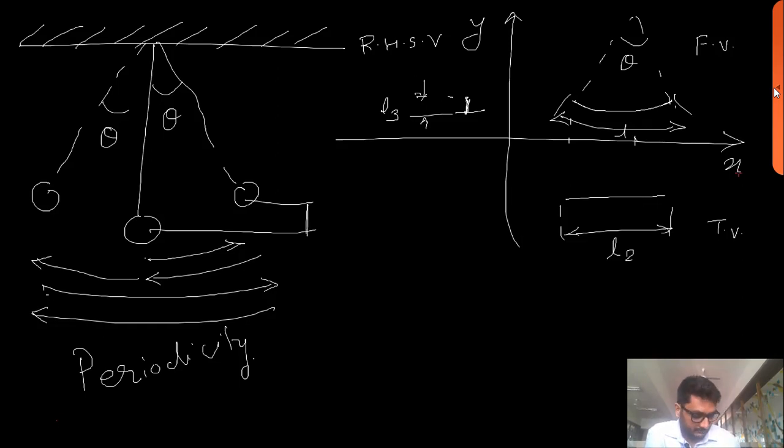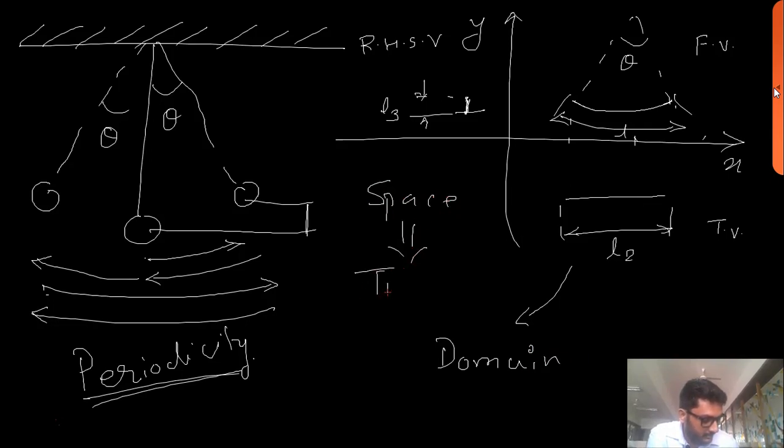When I plot this in the x and y direction, will it explain to me what periodicity is? No, it will not explain the periodicity. And when I draw in space, that is x and y, it is very difficult for us to define the meaning of periodicity. So what we do is we go to another domain. We change the domain. From this space domain, we travel to the time domain. This space domain is known as the spatial domain. This time domain is known as the temporal domain.